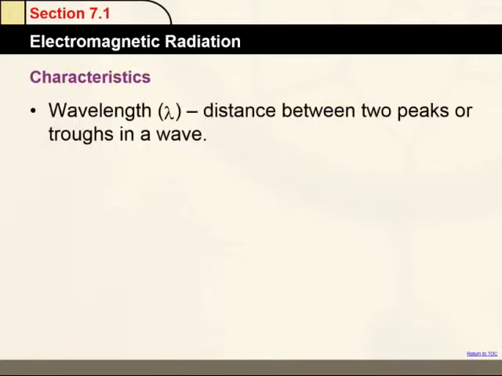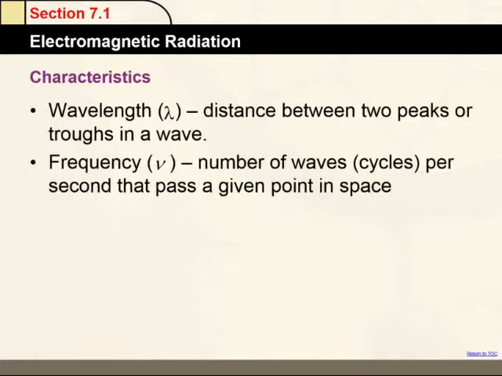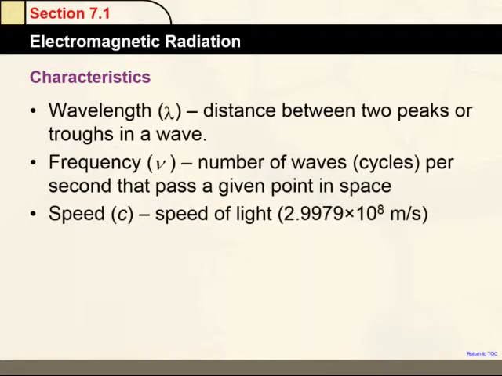Wavelength, represented by lambda, is the distance between two peaks or troughs in a wave. Frequency, represented by nu, is the number of waves or cycles per second that pass a given point in space. So basically you sit down, pick a spot, and you count how many waves go past you in a particular amount of time. The speed is the speed of light.